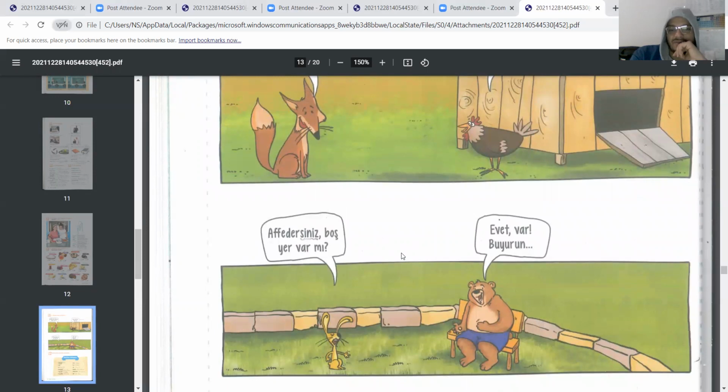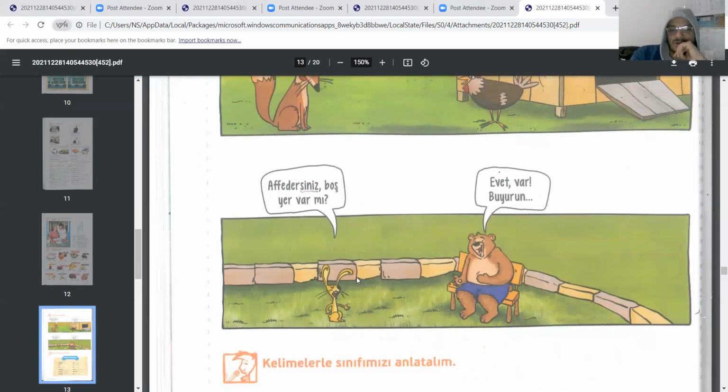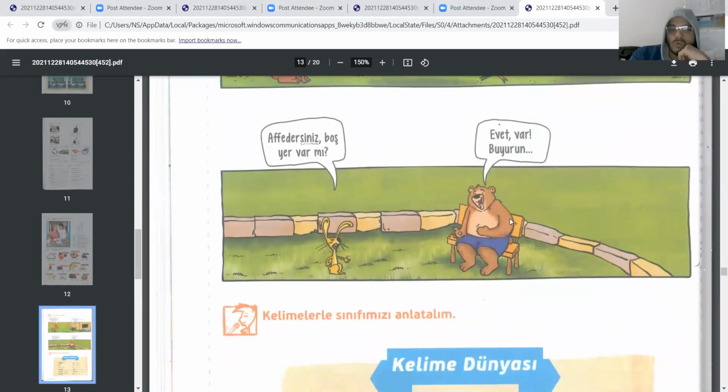Affedersiniz, boş yer var mı? This small animal asks this fat bear if any place is available. Evet var, buyurun. Buyurun, something like welcome.